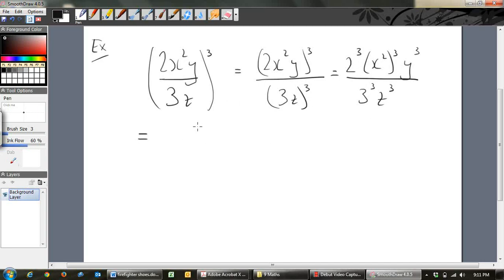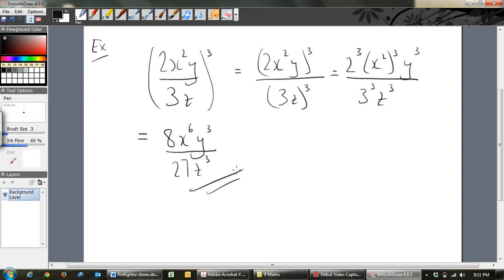Let's simplify this. 2 cubed is 8. x squared cubed, remember when we raise a power to a power, we multiply them together, so that's x to the power of 6. We've got y cubed there. Then we've got 3 cubed, which is 27, z cubed. And there you go, that's the answer. There's no common factors between this 8 and 27, so we'll just leave that, and so there's your answer.